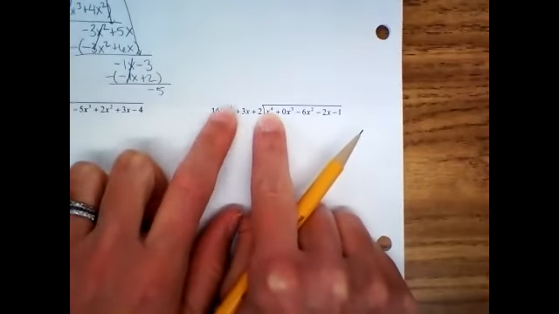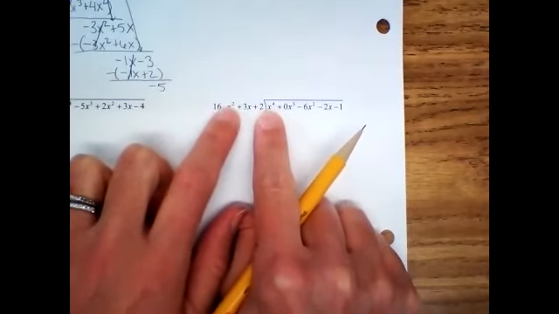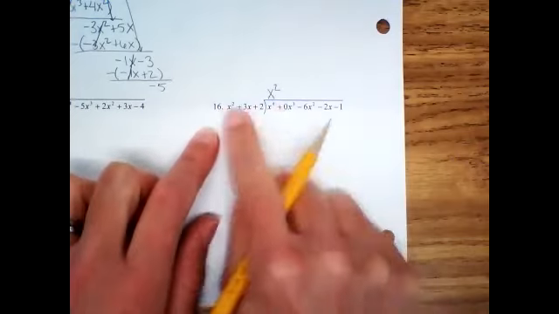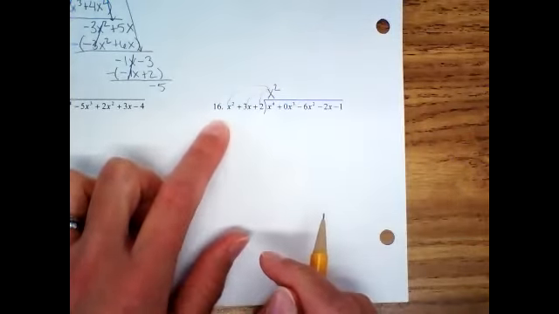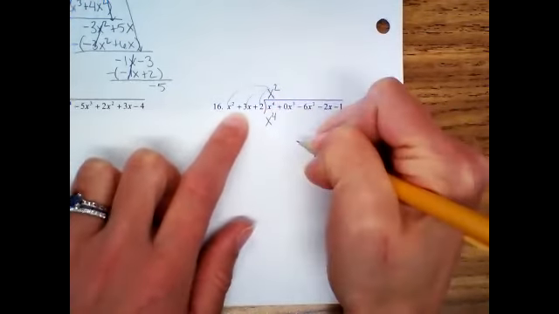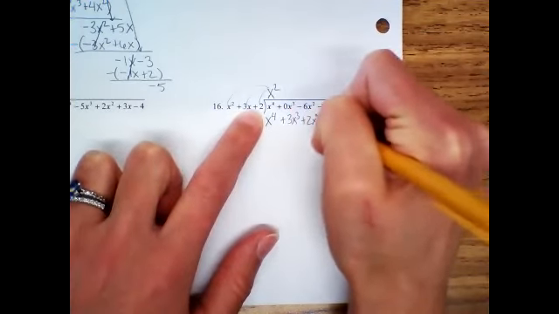Compare the first two terms. You have an x squared. You want it to be an x to the fourth. What are you going to multiply by? Good, x squared. Distribute the x squared through there. That'll give you x to the fourth plus 3x cubed plus 2x squared.